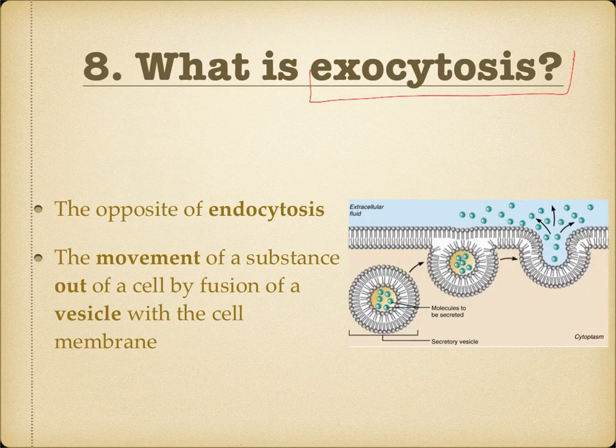Exocytosis would be the opposite. Exo, meaning it's exiting the cytoplasm or exiting the cell. This is the movement of substance out of a cell by the vesicle forming inside the cell, fusing with the cell membrane, and then depositing the contents of that vesicle outside. So here's the vesicle forming inside the cell. Remember, it is made up of the same phospholipid bilayer as the cell membrane. This fuses with the cell membrane here and deposits stuff outside.